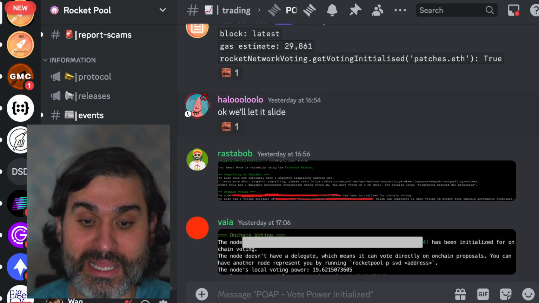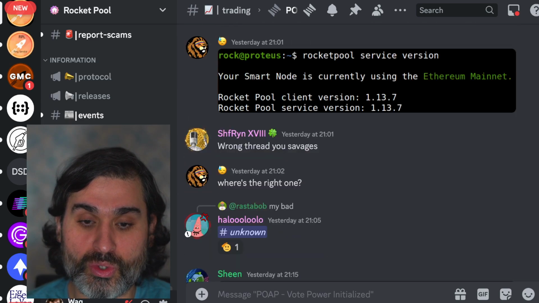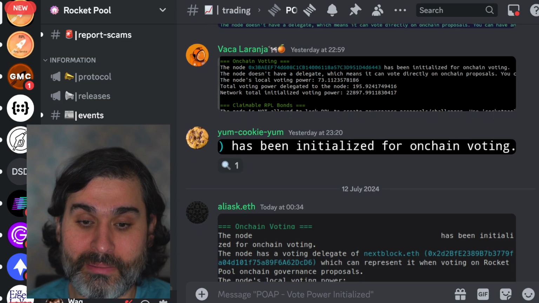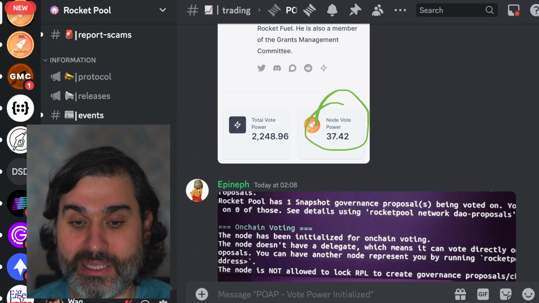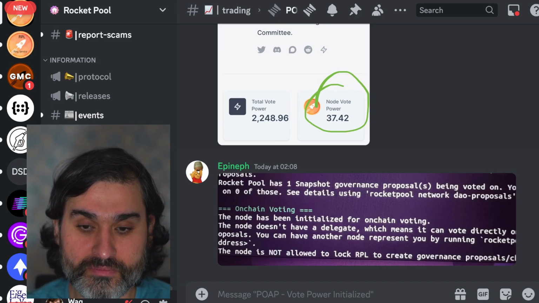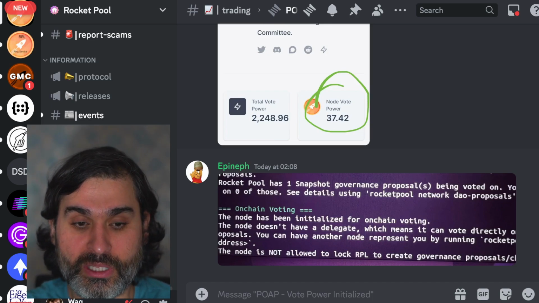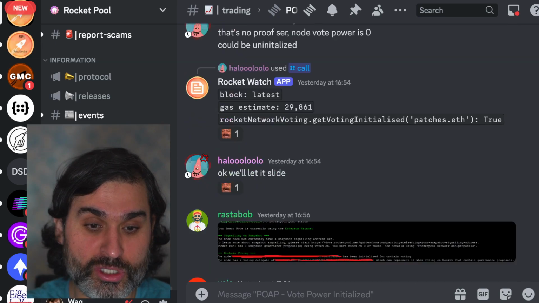So I just shared my delegate page that shows that my node has the voting power, and other people are kind of sharing their information as well. So this is really cool. Hopefully it'll get some new voters online.